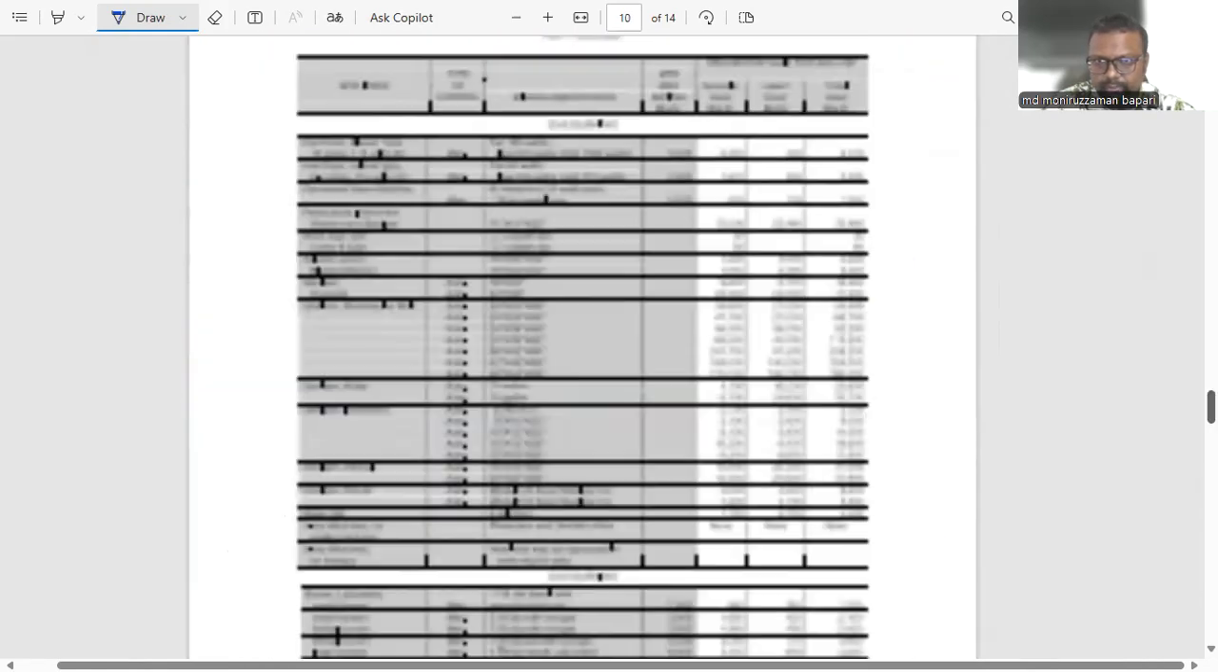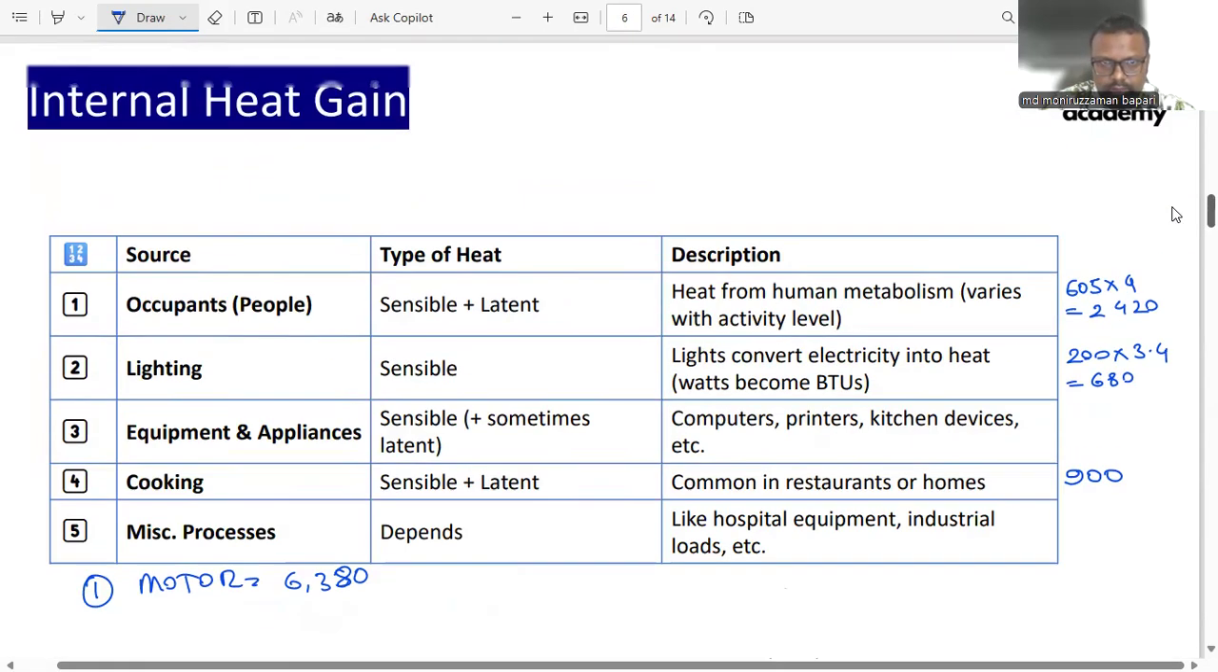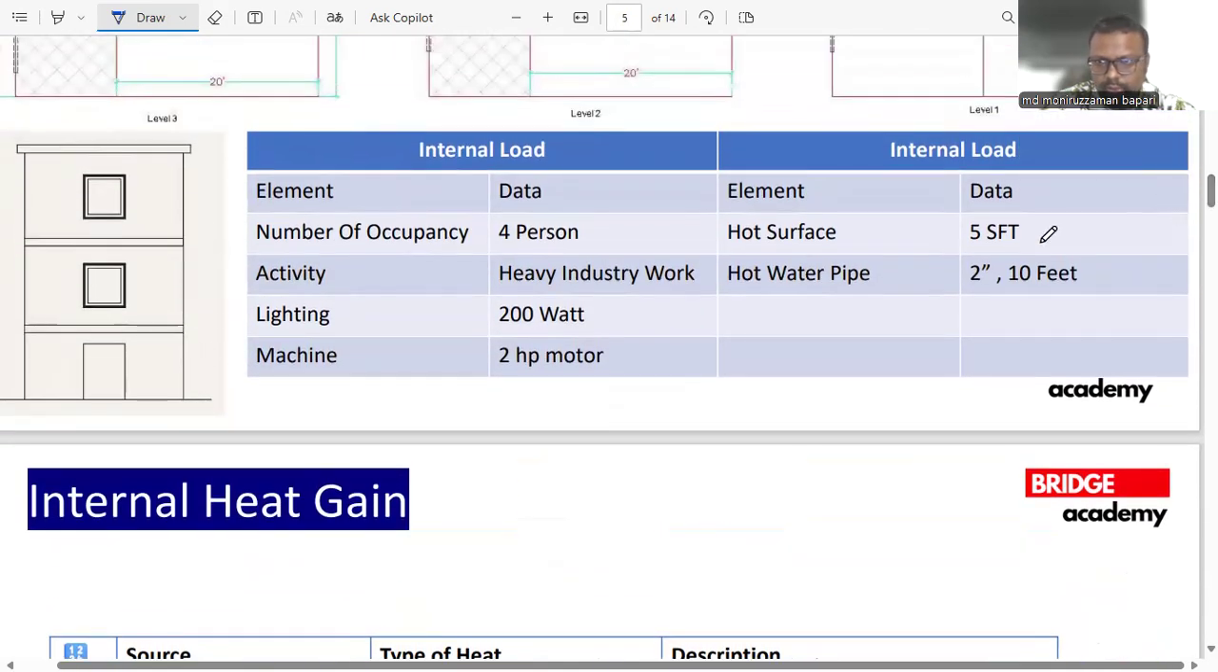Let me go back and put it on the note. So hot surface 5 square feet multiplied with 1.3 from the table and multiplied with the temperature difference 50. So let's calculate how much: 1.3 into 5 into 50. Not much, it's only 325 BTU.